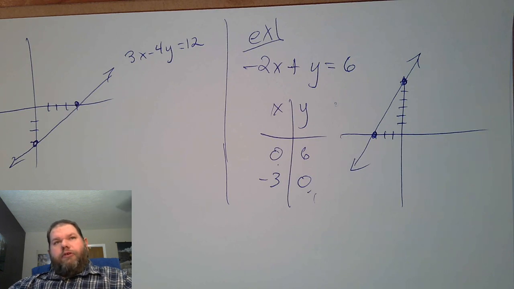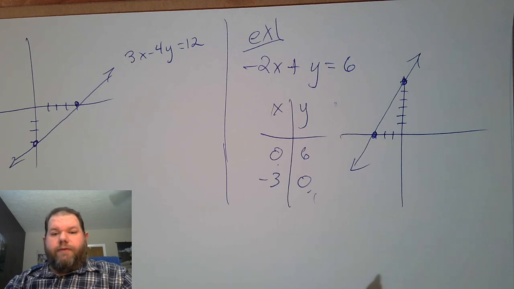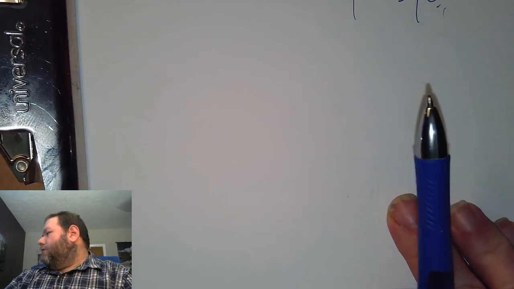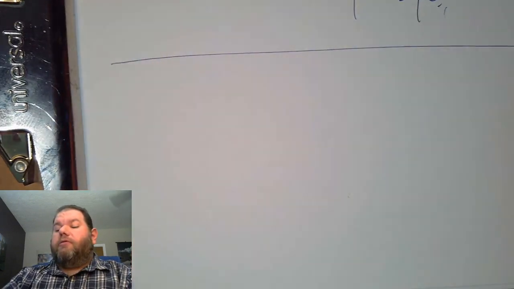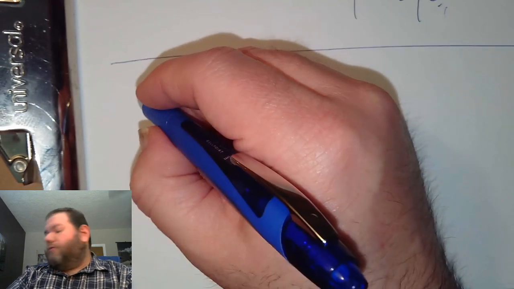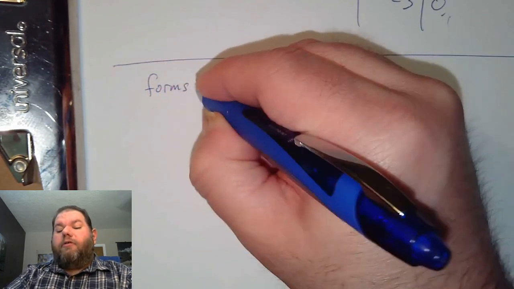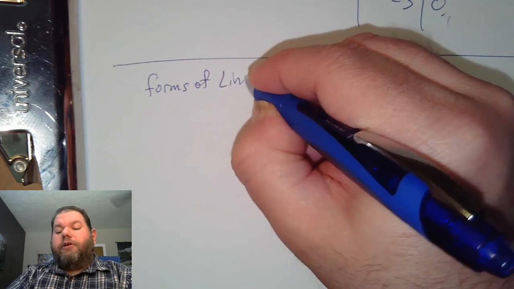Now this won't always work perfectly, because sometimes we do end up with fractions depending on what the numbers are. But we can still utilize this approach. There is another approach for graphing, though. Let's look at forms of linear equations.